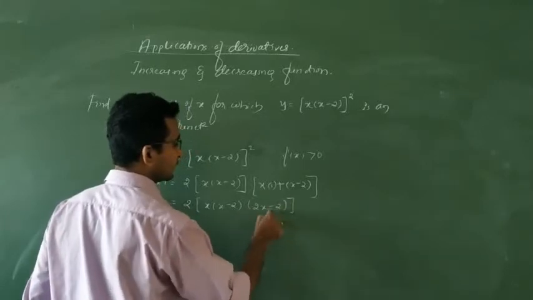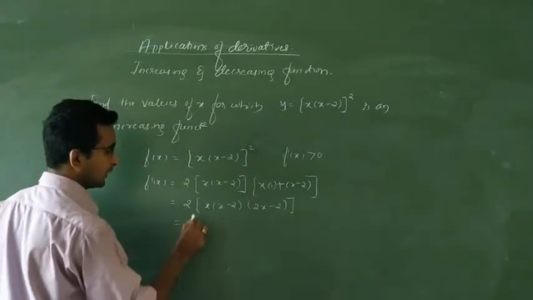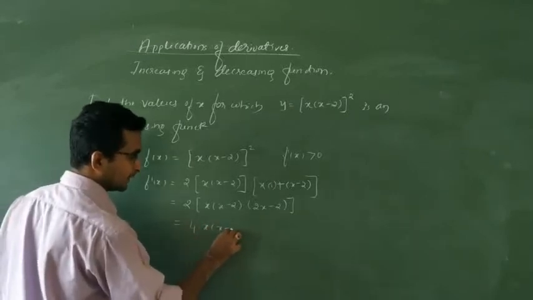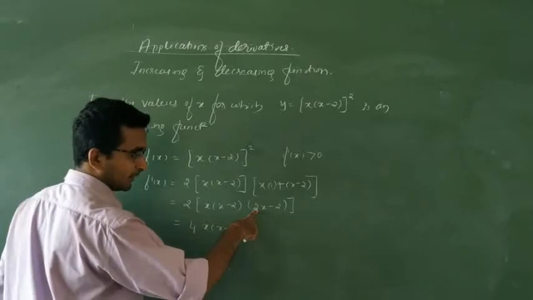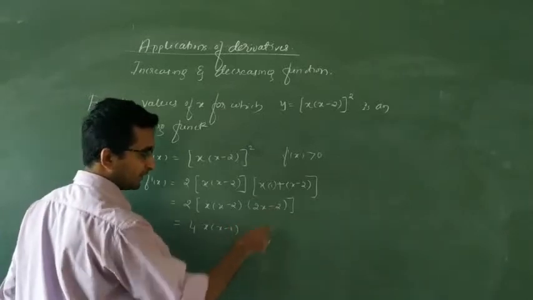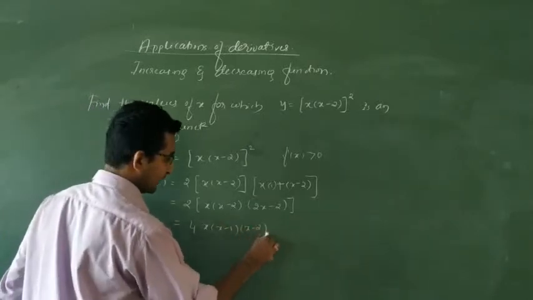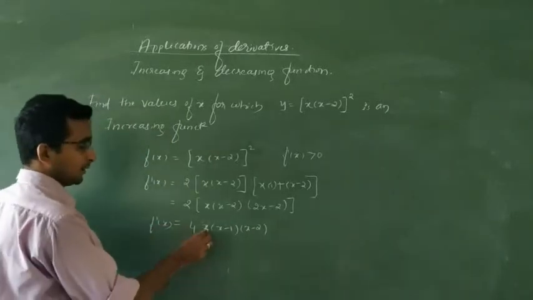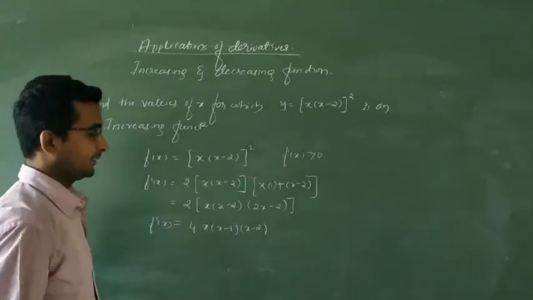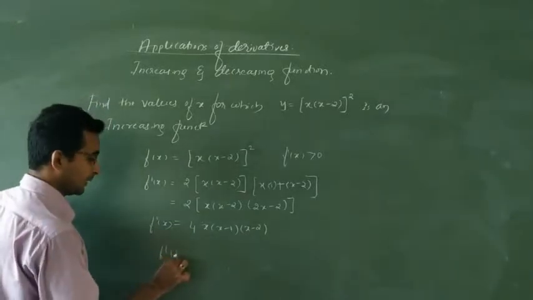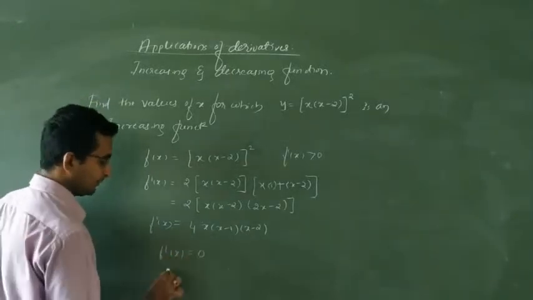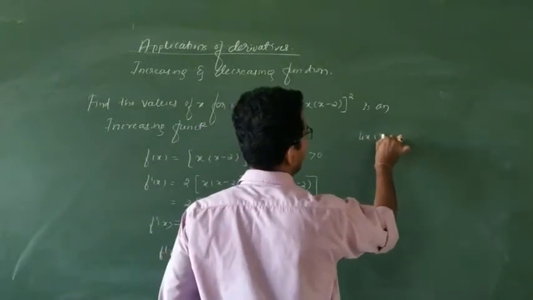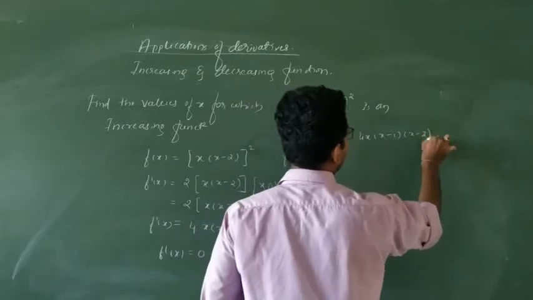So now I will take the (x minus 2) as the common multiple. Then what remains is 2x plus x minus 2, that is 3x minus 2. So this is the f dash of x, with critical points at x minus 2 and the other factor. Now f dash of x is equal to 0. Then what we have is that (x minus 2) into (3x minus 2) is equal to 0.